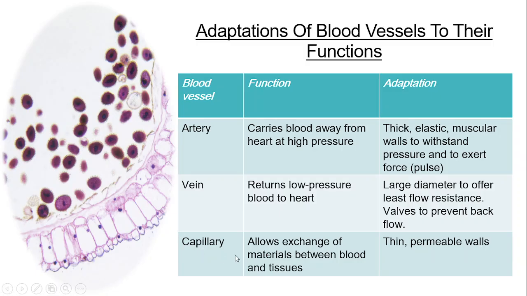Then we have the capillaries. Their function is to allow the exchange of materials between the blood and the tissues. Now, how are they adapted to their function? They have thin, permeable walls. Those walls are the ones that enable them to carry out their function, that is, to exchange materials between the blood and the tissues. So that's briefly how these various blood vessels are adapted to their functions.